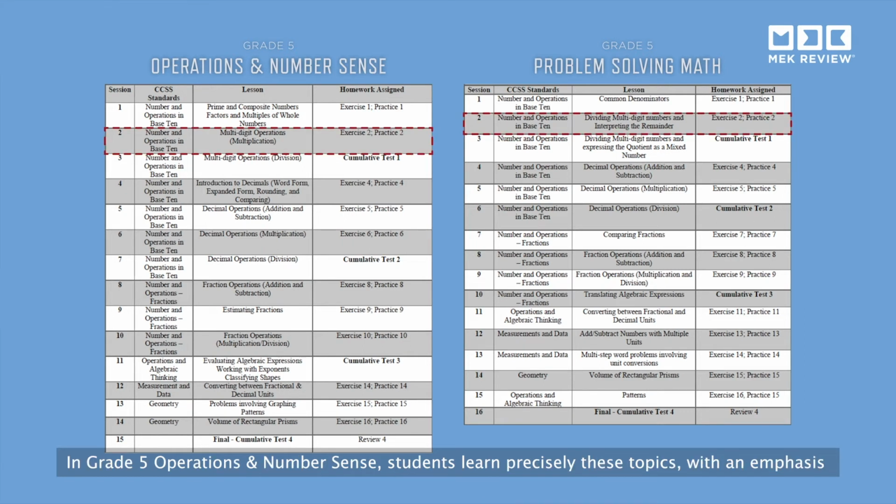In grade 5 operation and number sense, students learn precisely these topics with an emphasis on learning the concept and solving simple question types. In grade 5 problem-solving math, students learn the same topics, but with more complex question types and applications. This example will probably give you a good idea of what I'm talking about.